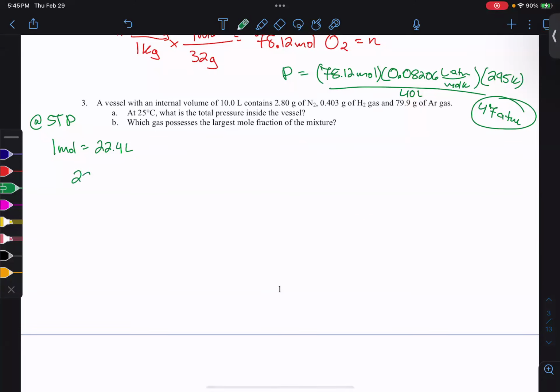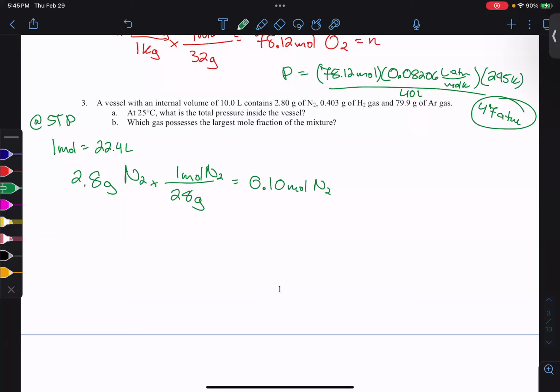So if I have 2.8 grams of nitrogen, I think 28 grams is 1 mole of nitrogen. I try to make these numbers easy. So there is 0.10 moles of nitrogen gas in this sample.